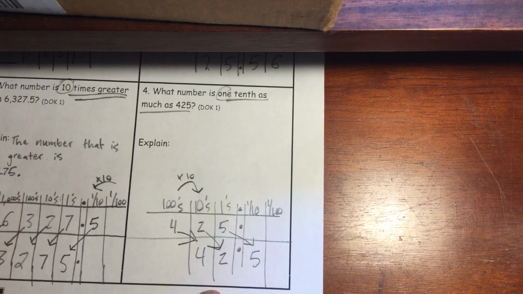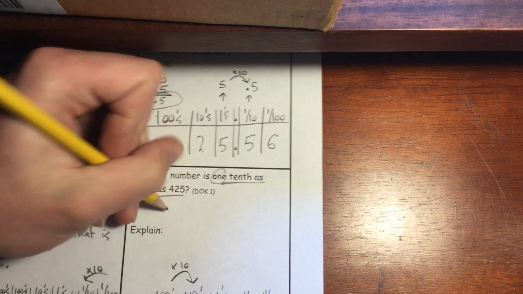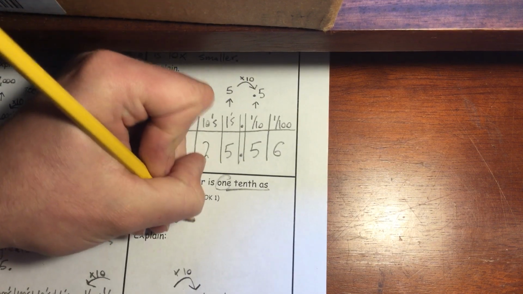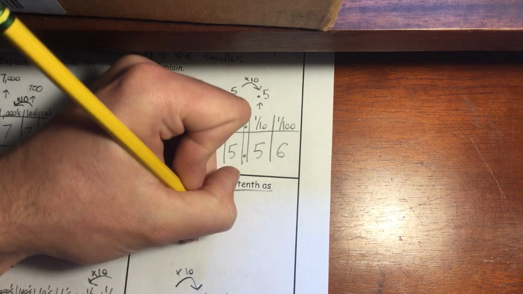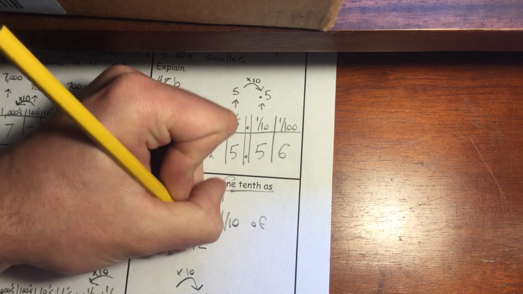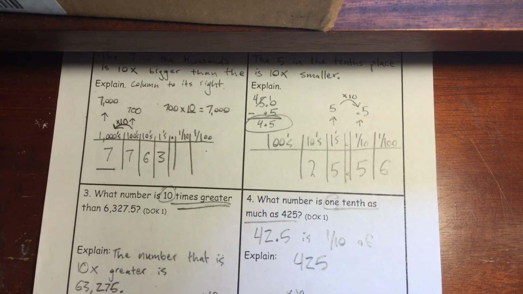So the number that is 1/10 as much as 425 is 42 and 5/10. 42 and 5/10 is 1/10 of 425. All right, and that is all I have for you on this one.